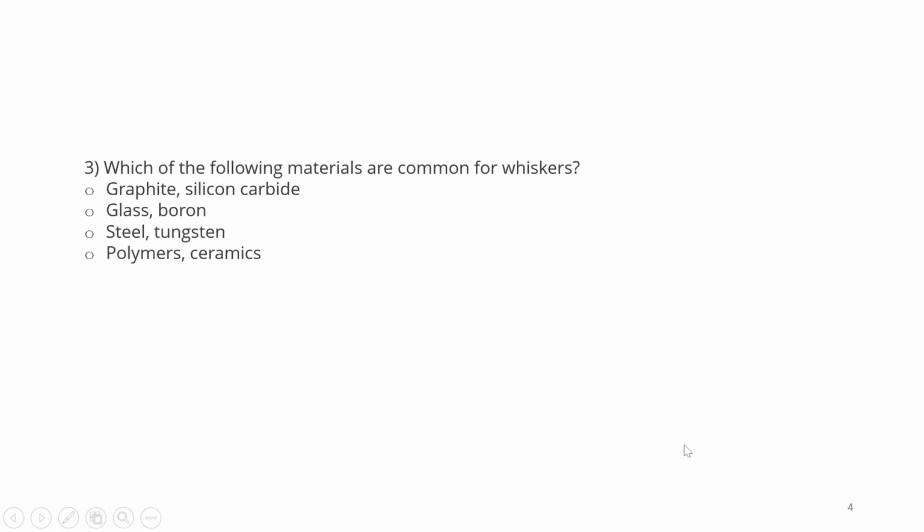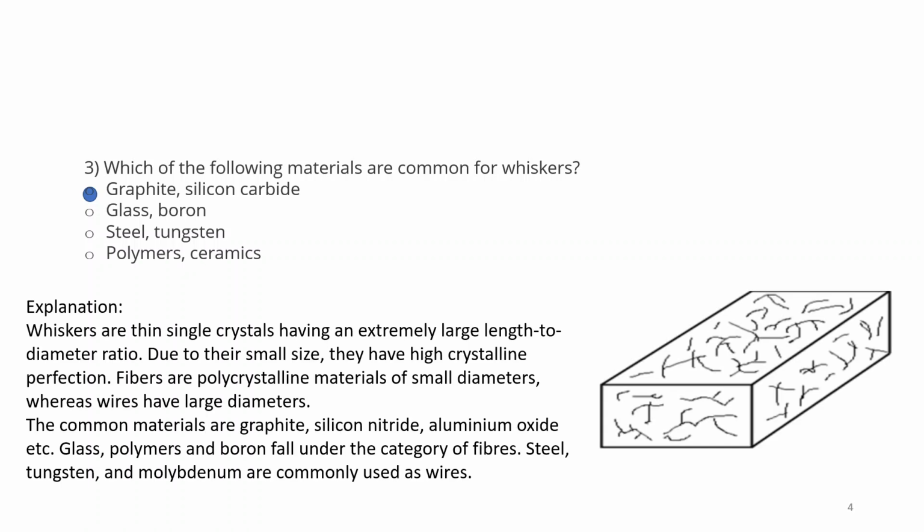Next is: which of the following materials are common for whiskers? Your options are graphite or silicon carbide, glass and boron, steel and tungsten, and polymers and ceramics. The correct option here will be the first one. Whiskers are thin single crystals which have an extremely large length to diameter ratio, and due to their small size they have high crystalline perfection.